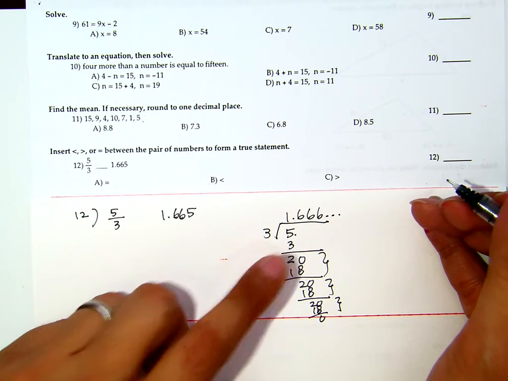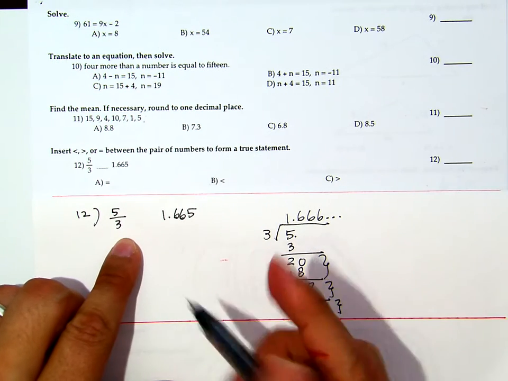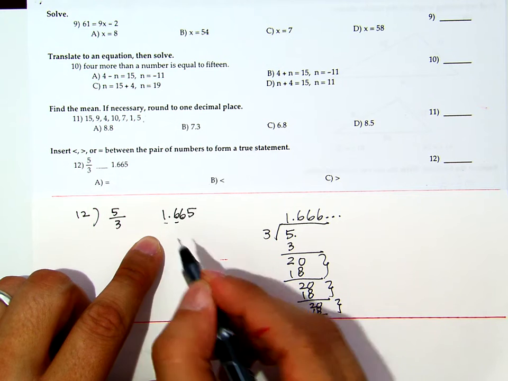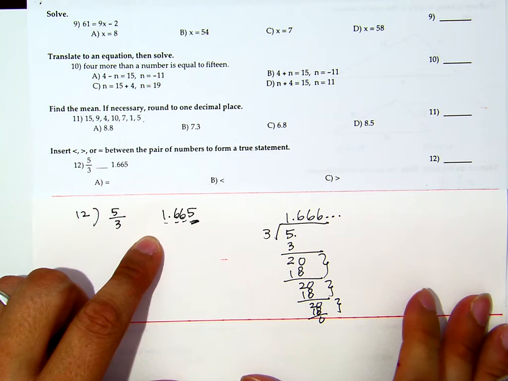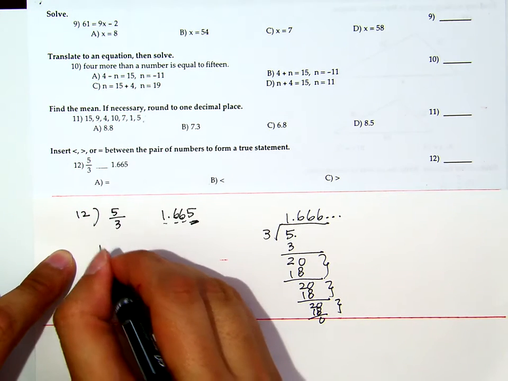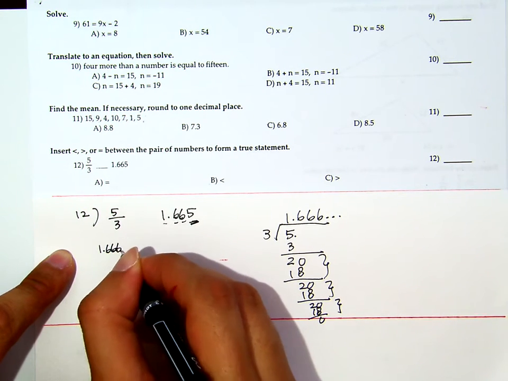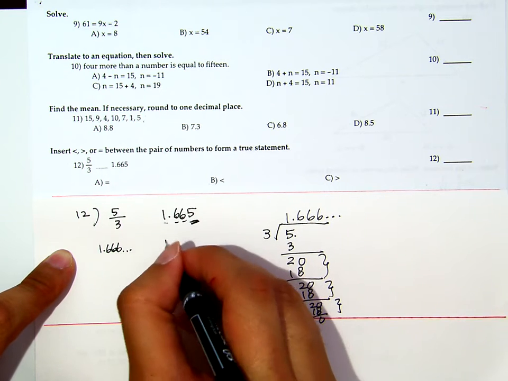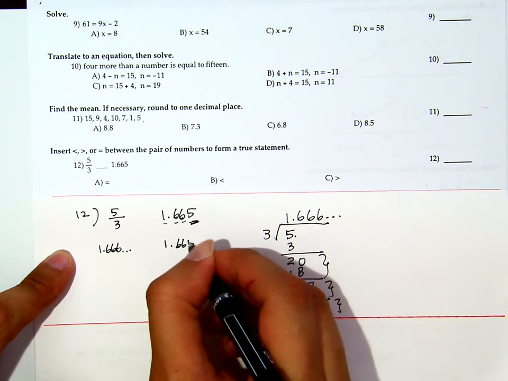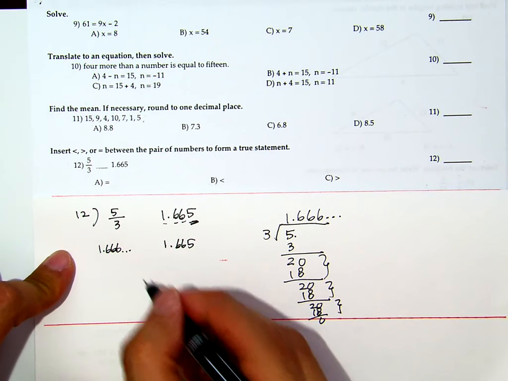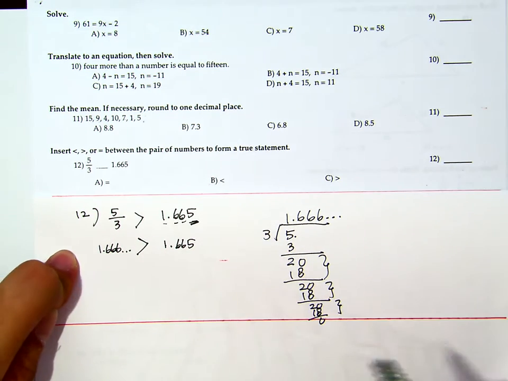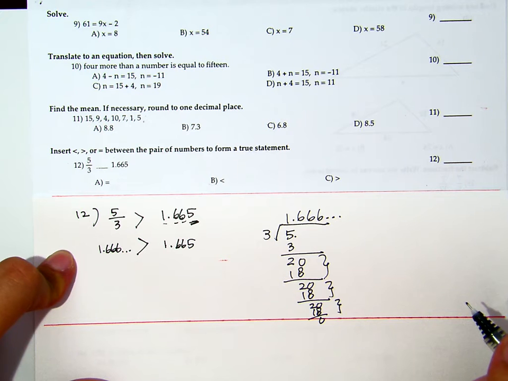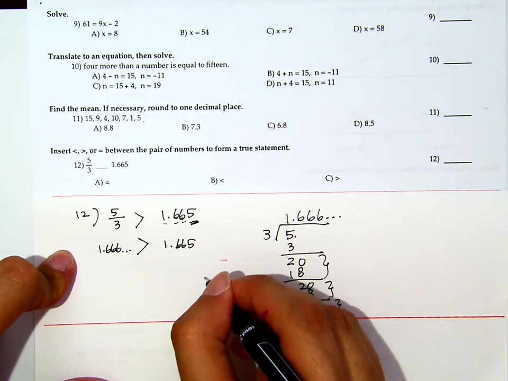Okay, but we don't need to see that as a repetition. We just need to see that the 1 are the same, the first 6 are the same, the next 6 are the same, but the last one are different. It's different, right? So this is the same to say 1.666 with extra, in this one 1.665 without anything extra. We can tell, therefore, the 1.666 is greater, therefore 5 over 3 is greater. The answer will be C again.